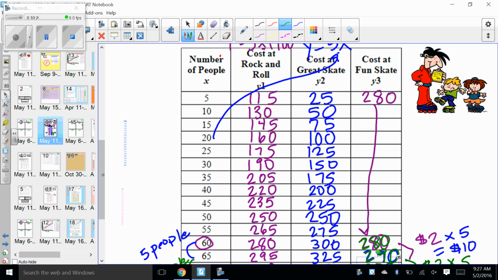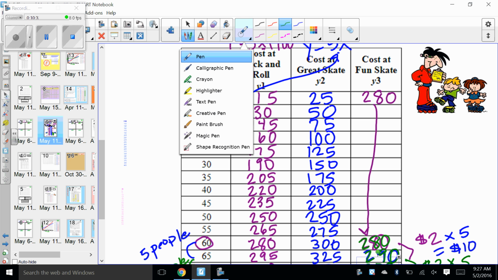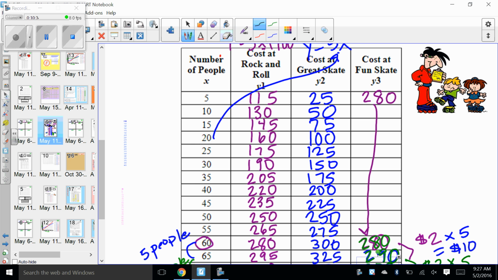So what we're going to do now is we're going to highlight where it's the cheapest for each place. I have multiple colors of highlighters. You probably do not have that option. If you don't have a highlighter, just use your pencil and put a box around it instead. So if we started with 5 people, where is it the cheapest to skate? It looks like the middle place called Great Skate is clearly the cheapest. So cheapest for 5 people. Where's the cheapest for 10 people? Great Skate. Where's the cheapest for 15 people? Great Skate. And so on. 20 people, cheapest, cheapest, cheapest, cheapest, cheapest.